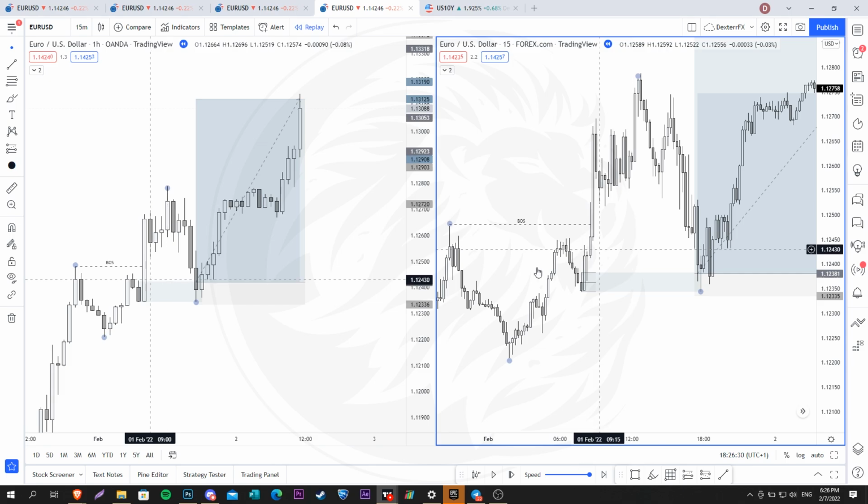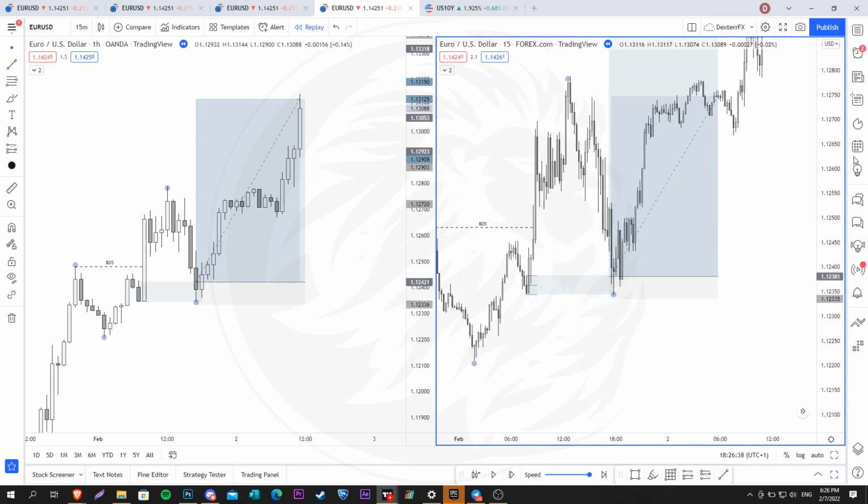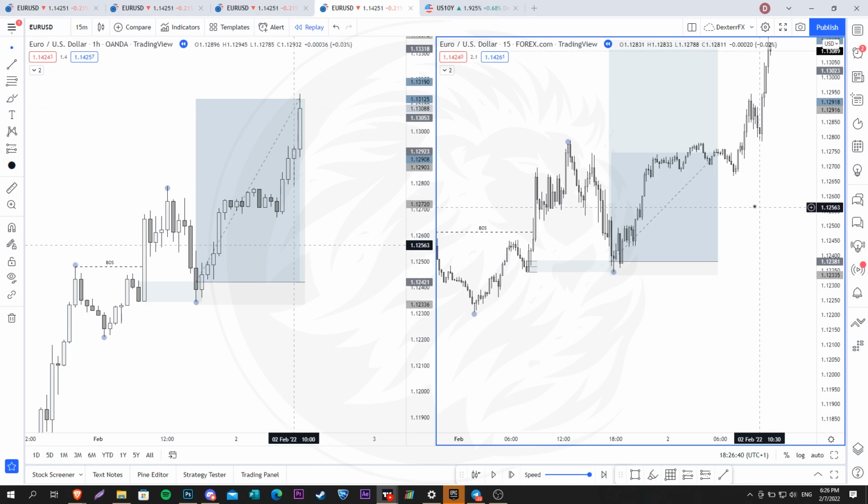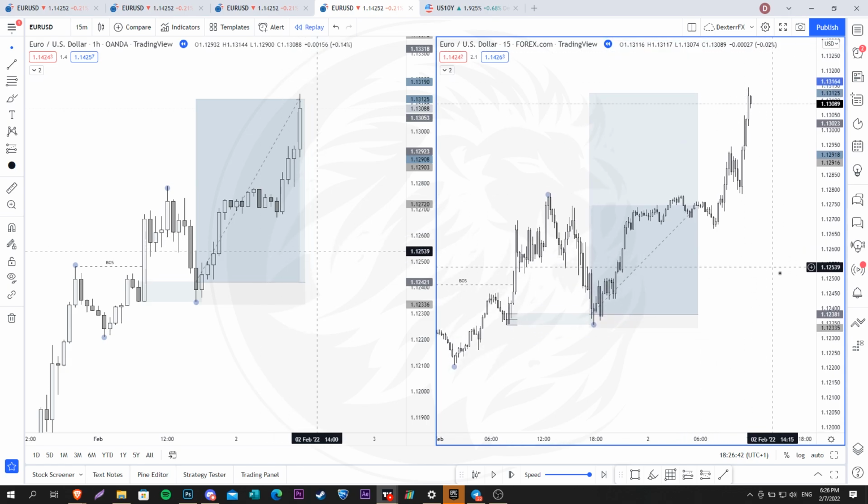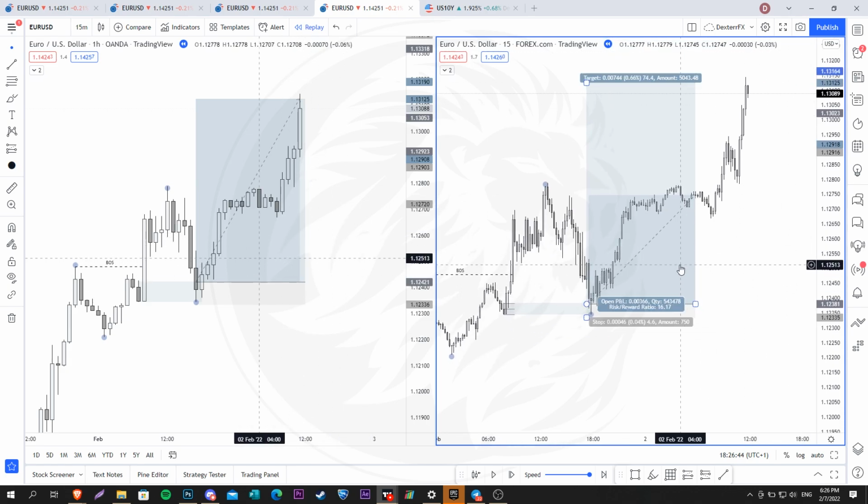here in 15 minutes. So now if I refine my 1 hour order block, I can refine it to this candle here, and if I follow the exact same TP, this trade will have a 4.5 pip stop loss and a 16 risk reward ratio.